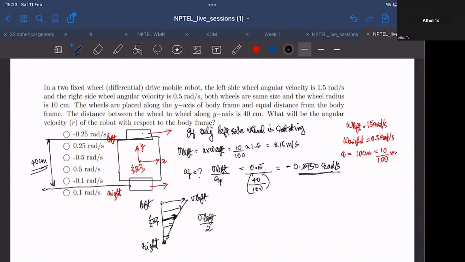So if we divide this linear velocity by the radius, V by R, we would get omega B, right? If V B is simply V left by 2, then what would be omega B? That would be V B by R. R in this case would be simply half of the distance of this robot chassis. So omega B in the first case would simply be minus 0.3750 radians per second.